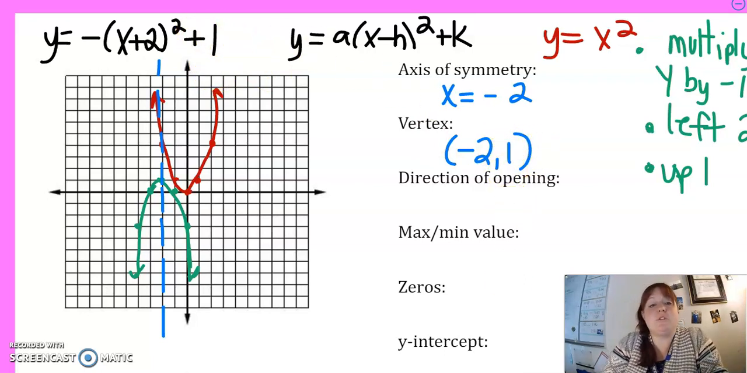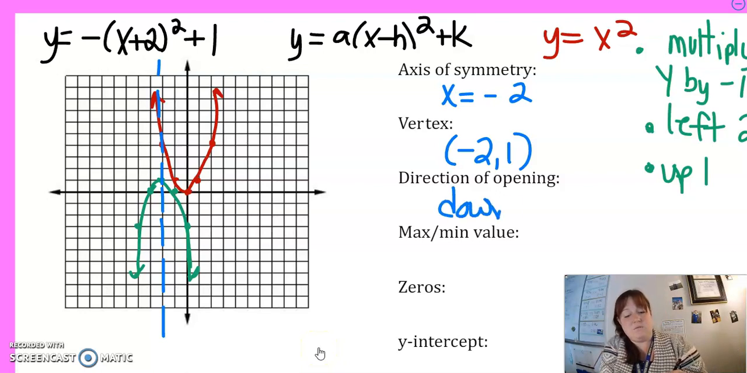Direction of opening, remember the direction of opening has to do with our a value. We can see right here that it opens down. But if you remember, if our a value is positive, we're going to open up, and if our a value is negative, we're going to open down. So this is negative, so we're going to open down.